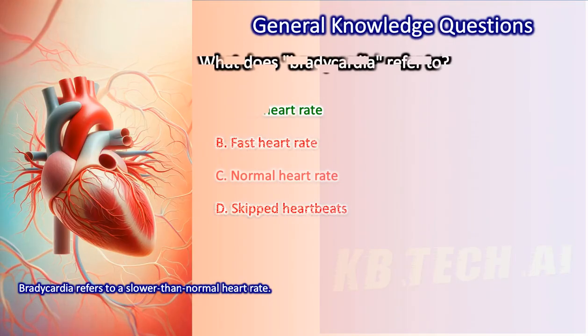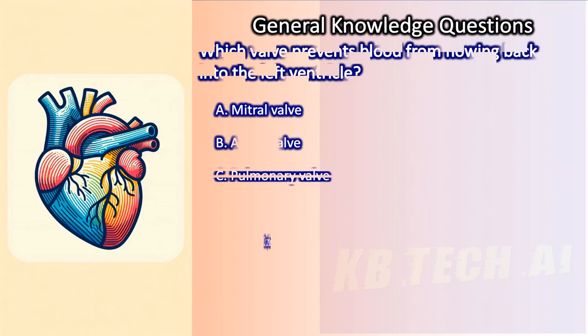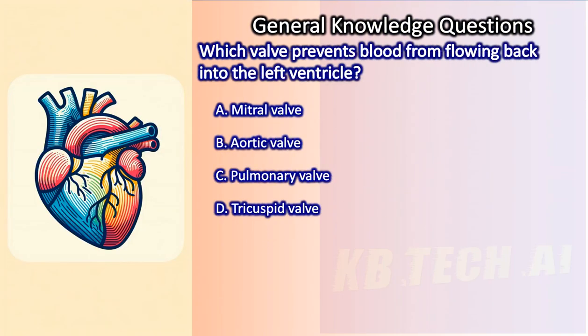The answer is Option 1. Slow heart rate. Which valve prevents blood from flowing back into the left ventricle? Option 1. Mitral valve. Option 2. Aortic valve. Option 3. Pulmonary valve. Option 4. Tricuspid valve.